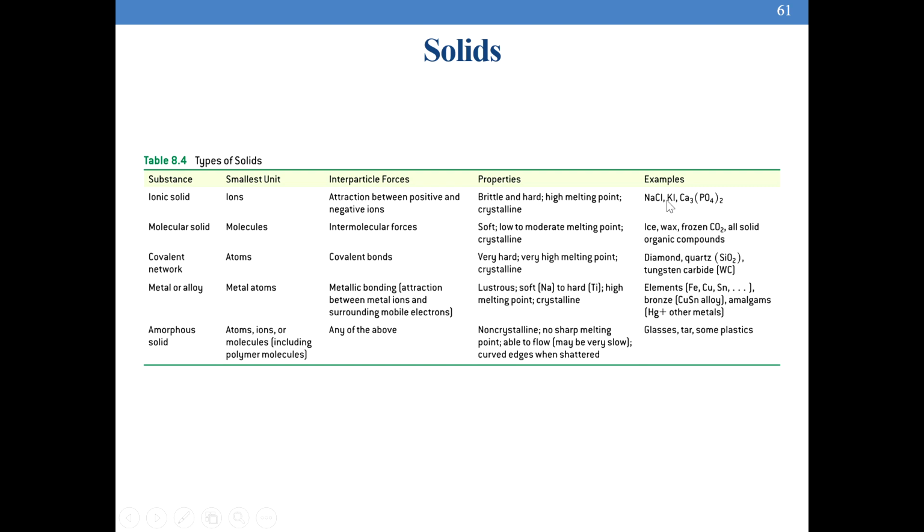Your book has a really good table. It goes over some more types, like a covalent network solid that I didn't go over. It covers the smallest unit, the forces you might see, some of the properties, as well as some examples. Whenever I show you tables like this from your book, they make great resources to compare and great resources for multiple choice questions, just easy assessments. There's the amorphous solid that I did go over.